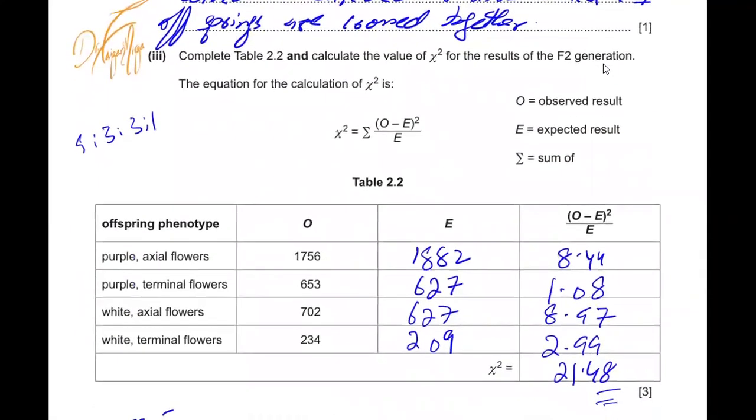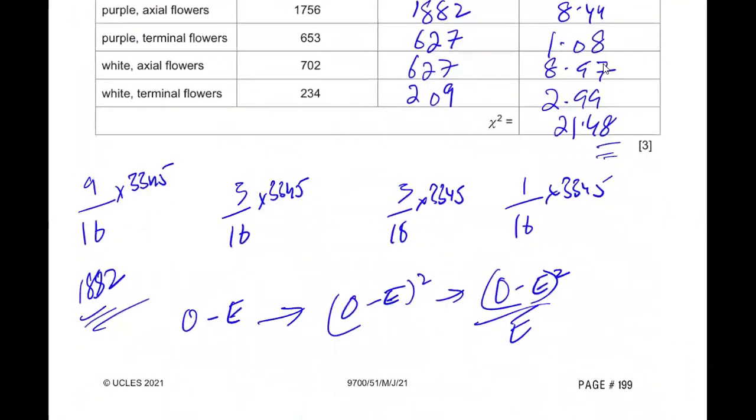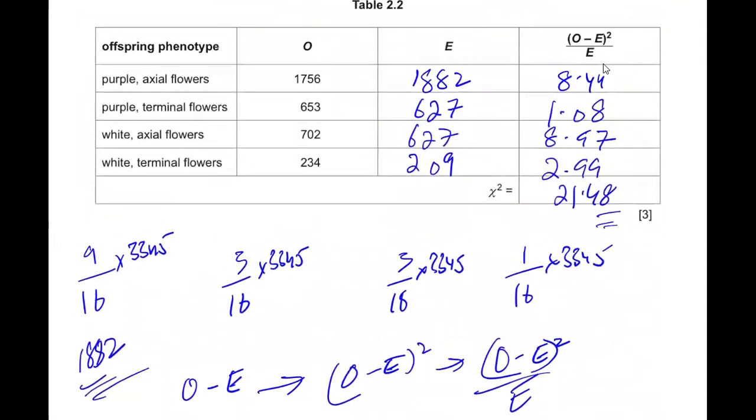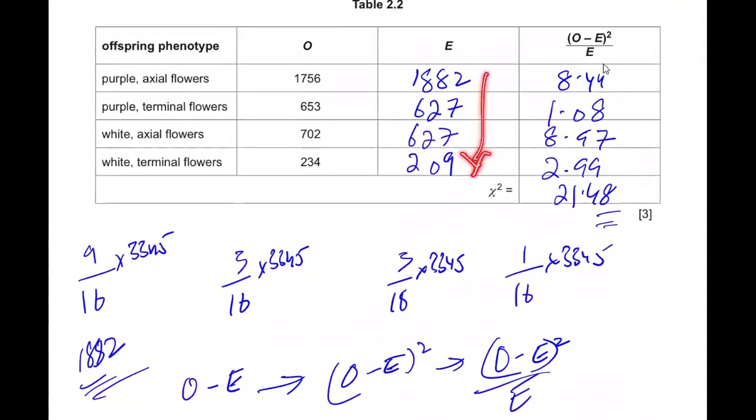Next, they are asking you to carry out the chi-square test. We have already calculated the expected values. To get them, you just multiply the total by the fraction of that particular phenotype that you expect according to the 9:3:3:1 ratio. It's preferable for the expected values to be whole numbers, so you should round them off accordingly.